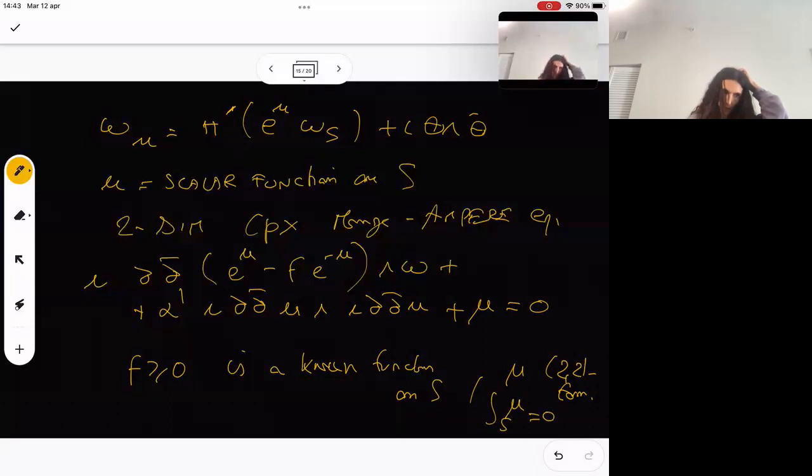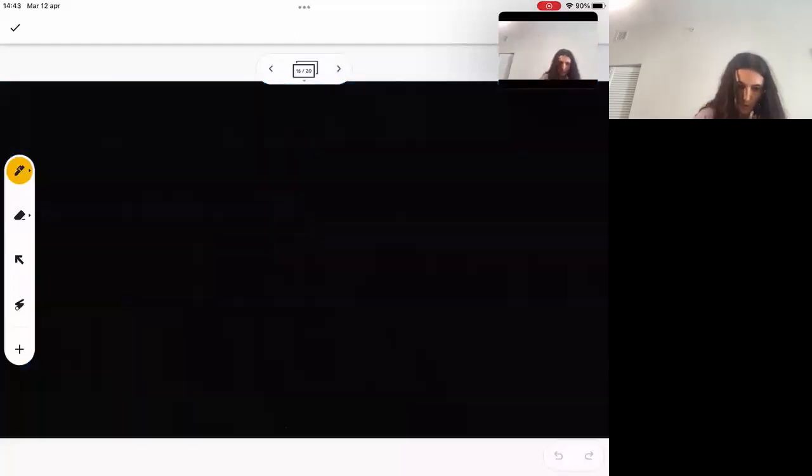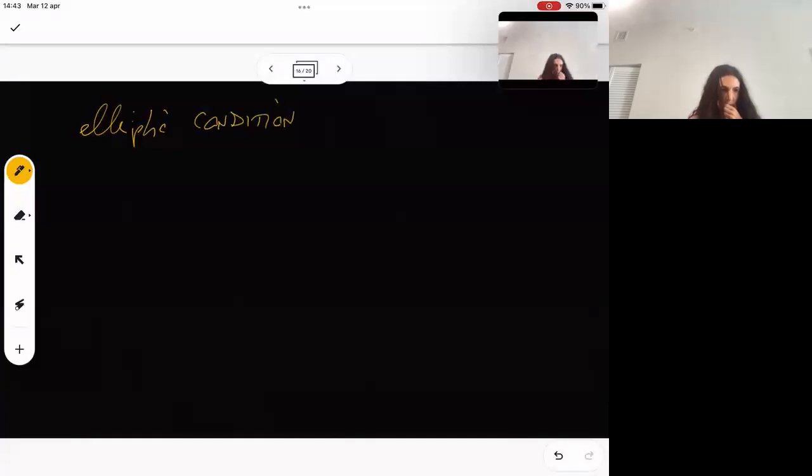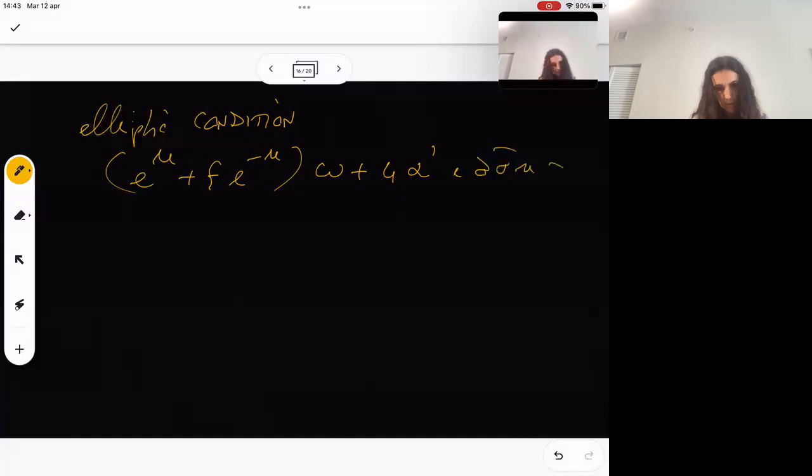That's the condition. And of course, this is not enough because we want to obtain a metric, so we have some positivity, and the elliptic condition that comes from the positivity is that essentially e^u plus f e^{-u} omega plus 4 alpha prime i dd bar u is positive. That's the condition. And of course, the difficult part here is then what Fu and Yau did, which is to solve the equation.